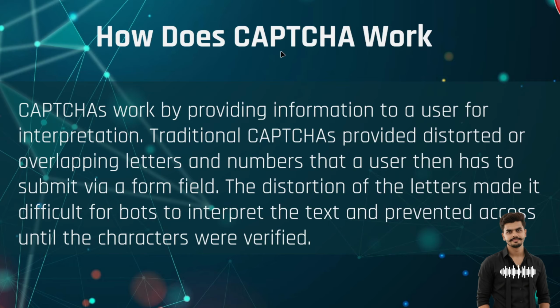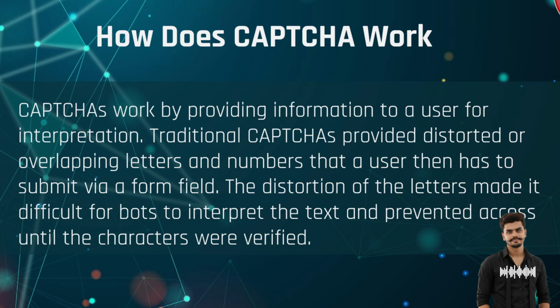But if it is a human, the cursor pointer won't move in a straight line, right? Even if we try, it won't move in a straight way. No matter how much you try, even a tiny mistake might happen. So that's how it detects and differentiates the human and the bot.